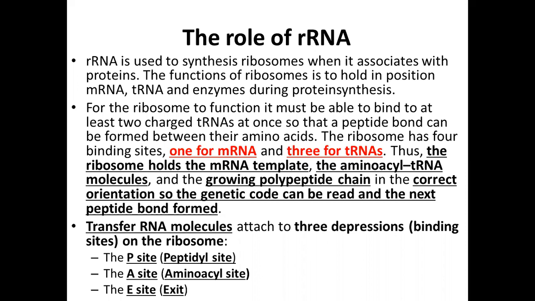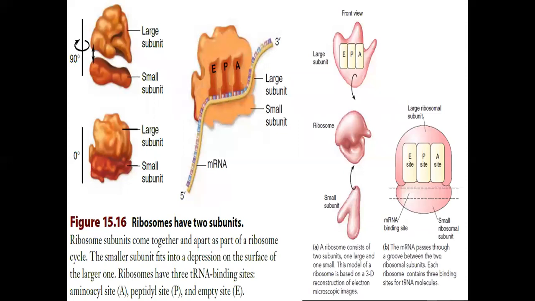And then we have the exit site or the E site. This is where transfer RNA that has delivered amino acid to the growing polypeptide chain will exit the ribosome. So the exit site simply binds the transfer RNA that has carried the previous amino acid. So it exits through the exit site.